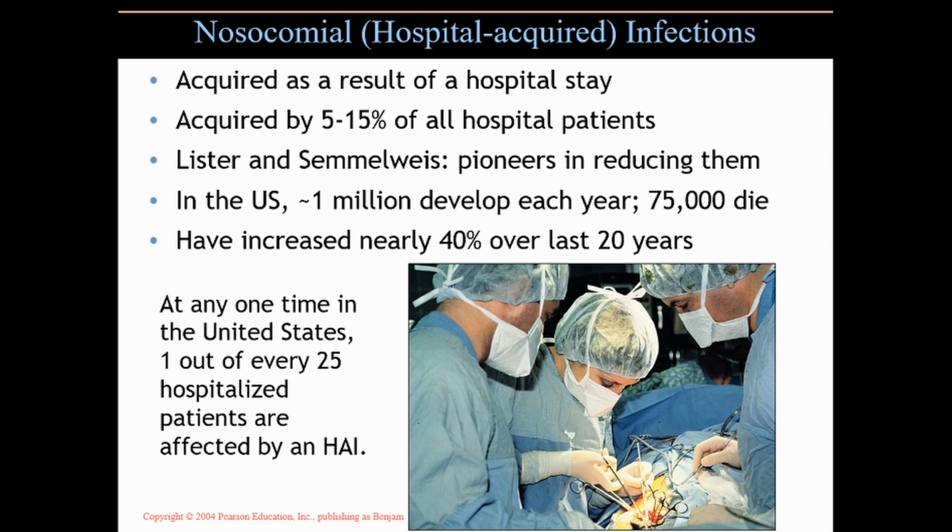At any one time in the United States, 1 out of every 25 hospitalized patients are affected by an HAI in some way. And that's a lot. There are a lot of hospitalized patients in the United States, and 1 out of every 25 are affected by them. Whether they develop them and recover, which is the case with most of them, but some of them, as you see, about 1 million develop each year, 75,000 die. Or they're affected by it. Not maybe they don't develop an infection, but in some way it has affected them negatively.